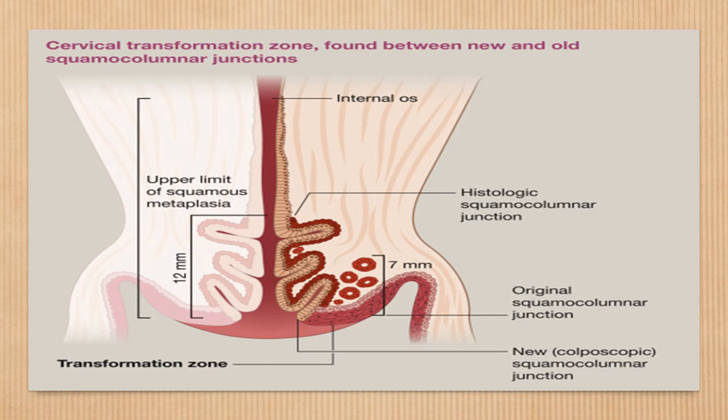So this is the area where there is squamous metaplasia, and also inoculation of the human papilloma virus, and where there is dysplasia and carcinoma. This is the area from where we take the cells exfoliated from the cervix as a pap smear, and here we can diagnose pre-malignant and malignant lesions of the cervix.